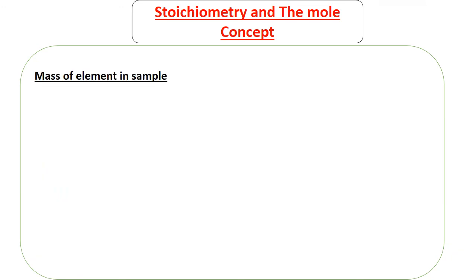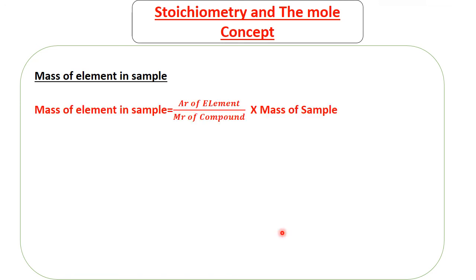So finally, we look at mass of element in a sample. They have given you a sample. Let's say it's 20 grams of sodium carbonate. What is the mass of sodium in that 20 grams of sodium carbonate? That's the kind of thinking we're going to look at here. It's not percentage by mass, but just the mass of an element in a sample.